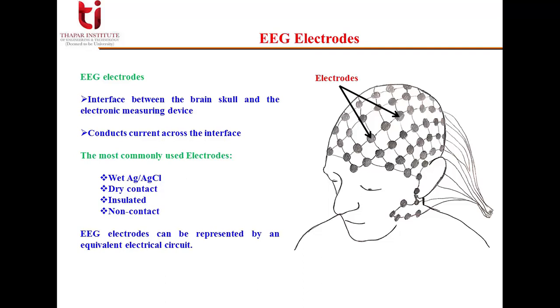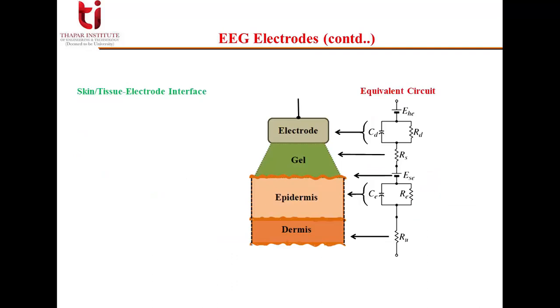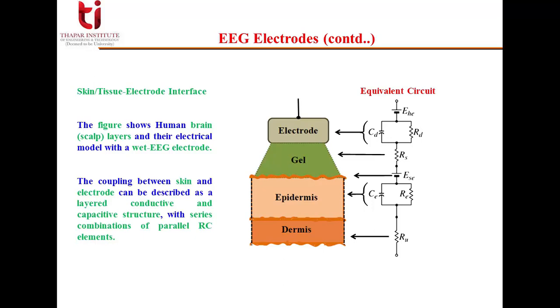Each EEG electrode can be represented by an equivalent electrical circuit. Now look at this figure. It shows the human brain, or I can say scalp layers, and their electrical model with a wet EEG electrode. The coupling between the skin and electrode can be described as a layered conductive and capacitive structure with series combinations of parallel RC elements. If you see in this equivalent circuit, EHE represents half cell potential. Further, the different layers of the head are modeled by the parallel connections of resistors and capacitors.